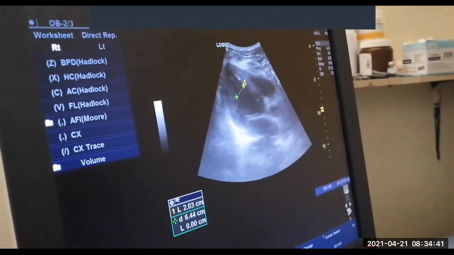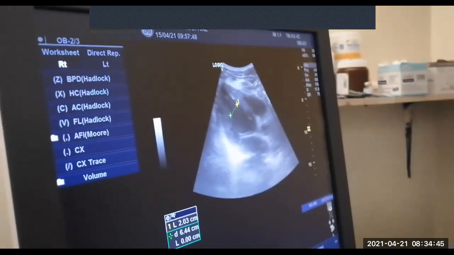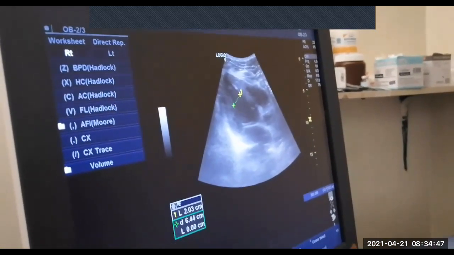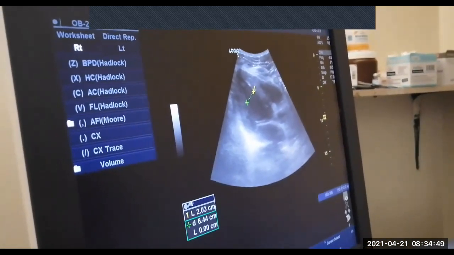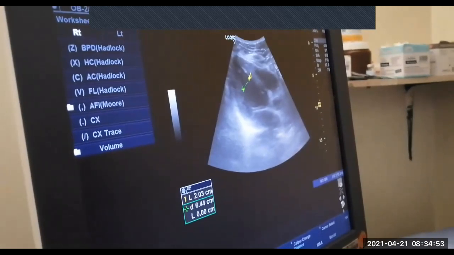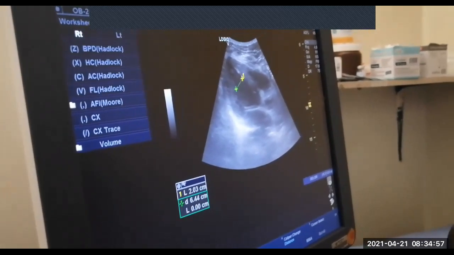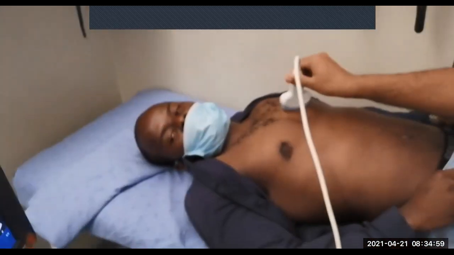So what's 1.5 divided by 3.5? Sorry, 0.42. Multiply that by 100. 42. So 42% is his ejection fraction. And that's how you work out ejection fraction. Simple. Okay. There's another way that we can work it out, and I'll show you now.